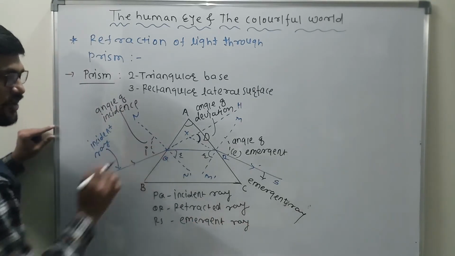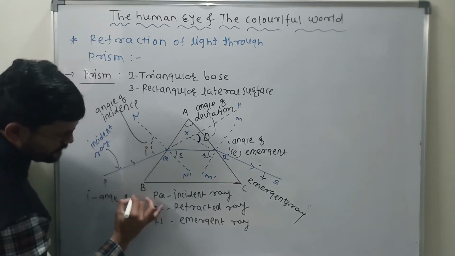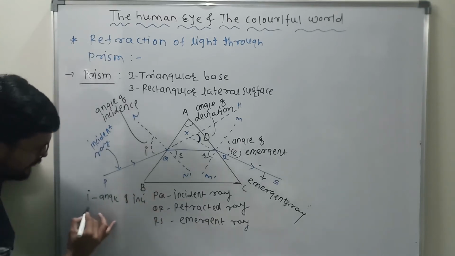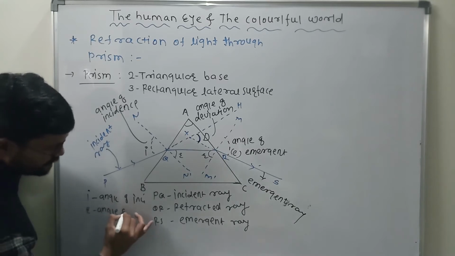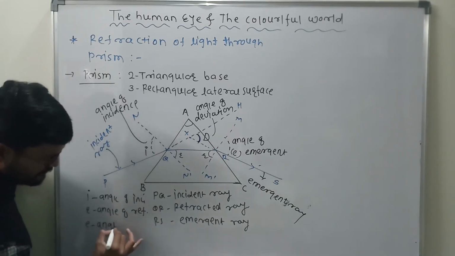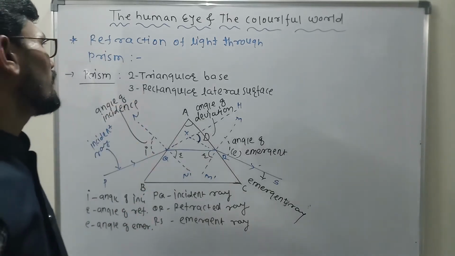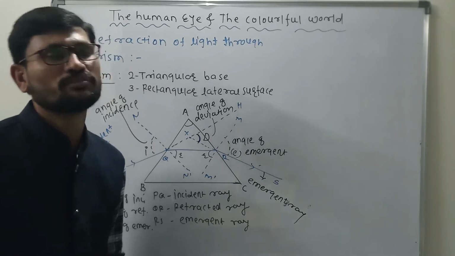I is the angle of incidence. Then R is the angle of refraction, and E is the angle of emergence. So this is how the light is going to be refracted through the prism.